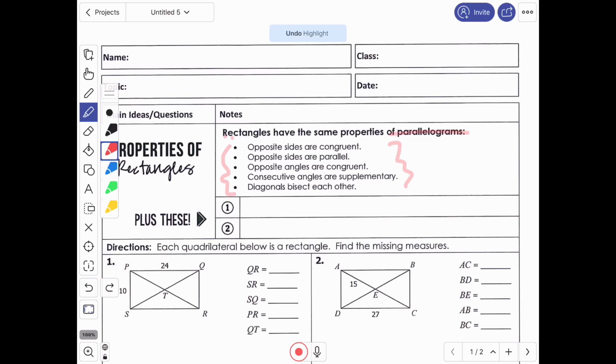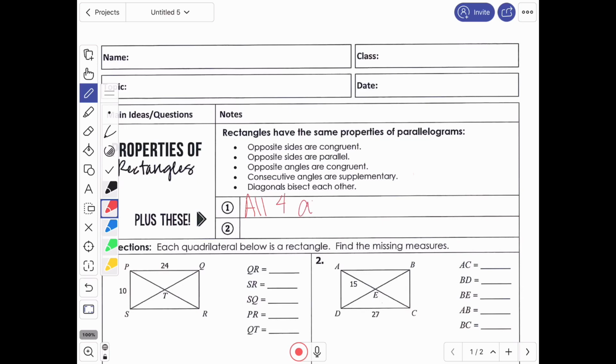So if I get rid of all these markings I just made. So parallelograms, those are the properties there. We have two more. So it follows opposite sides are congruent, opposite sides are parallel, all of those that you can read. They also, this is when they talk about those 4 right angles. So all the angles in a rectangle are right angles. So all 4 angles are right angles.